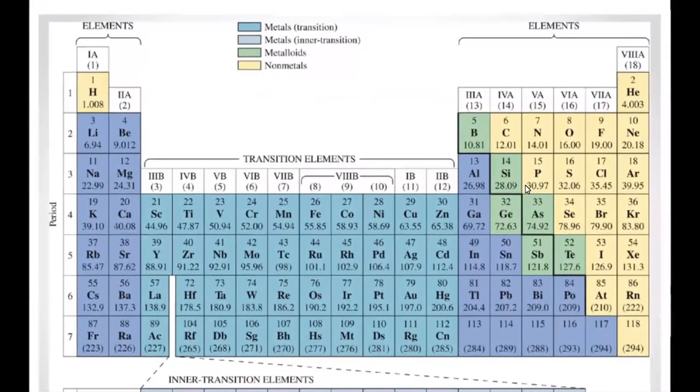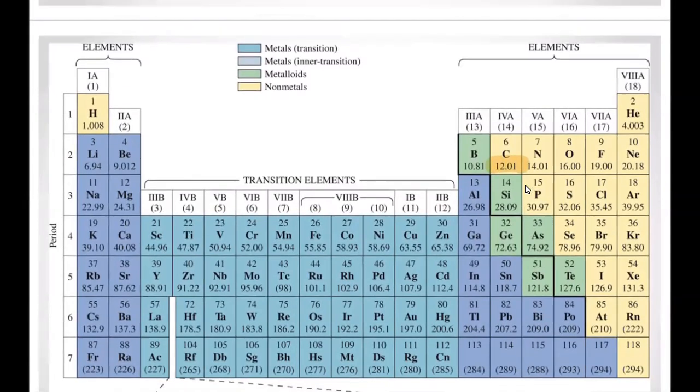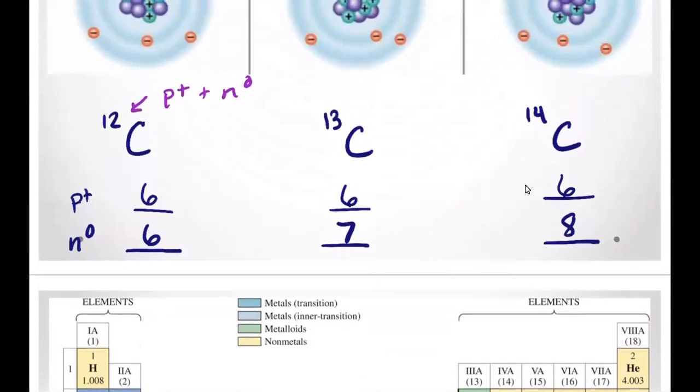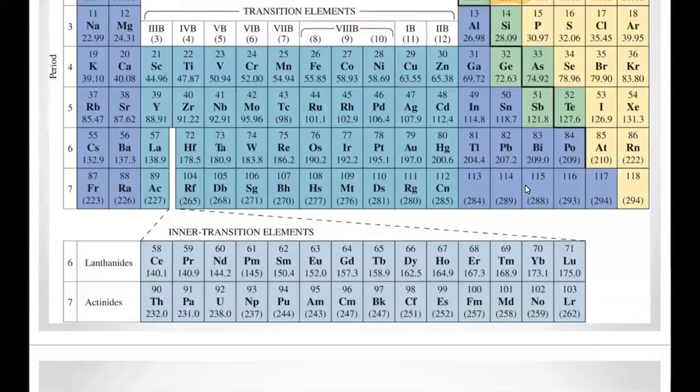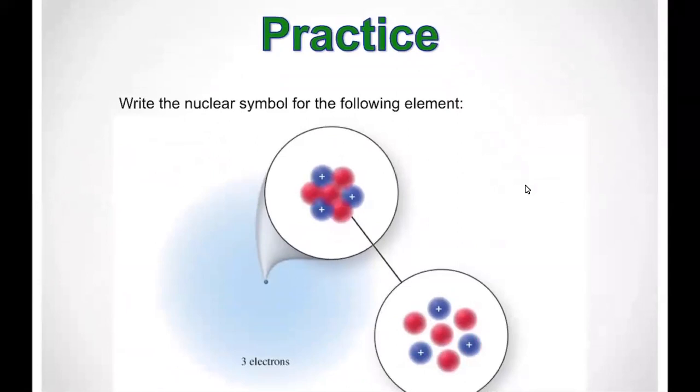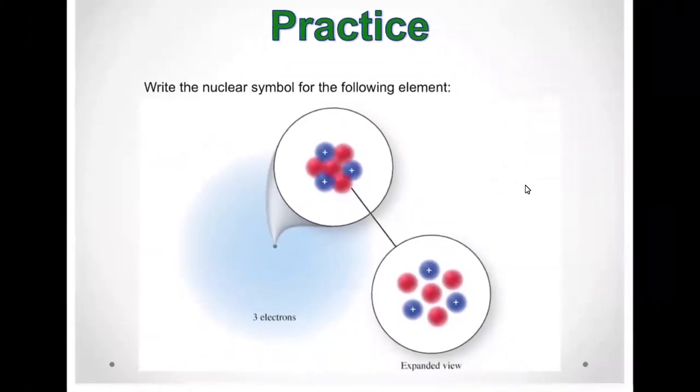Okay, so again, just pointing out here that relative atomic mass is a little higher than 12 because of these other isotopes of carbon. Okay, so let's do a practice problem. It says, write the nuclear symbol for the following element. Okay, so go ahead and you can pause the video and try it on your own.